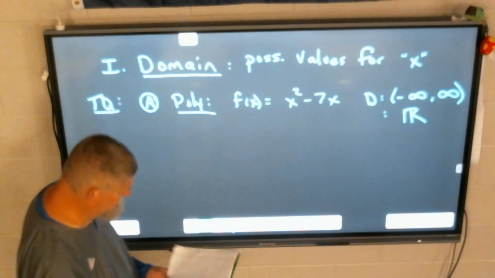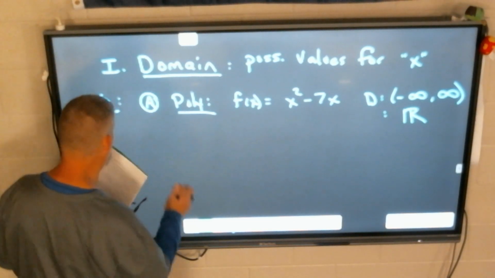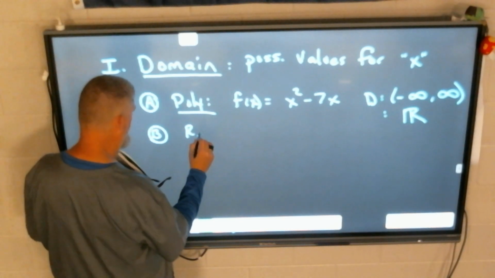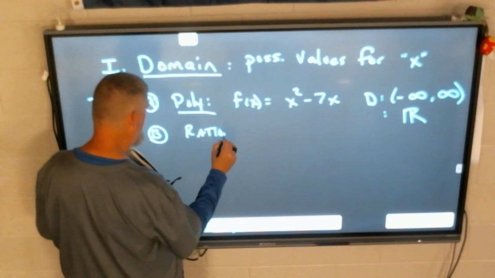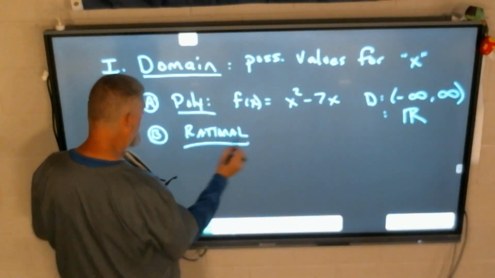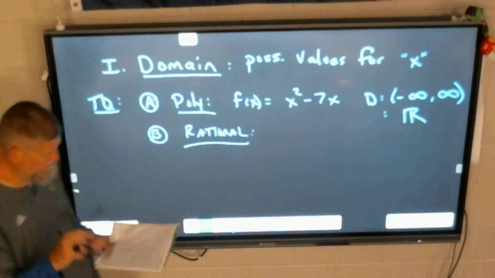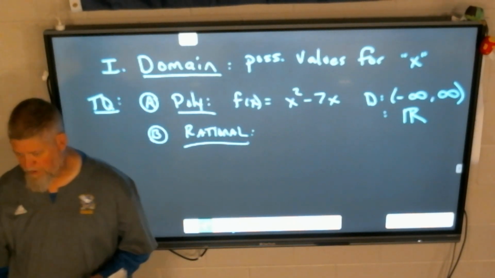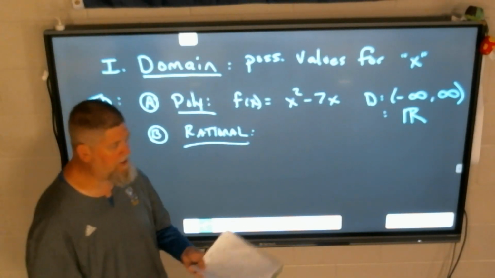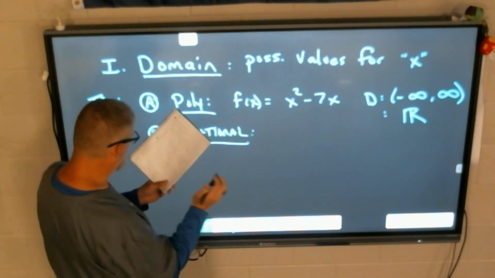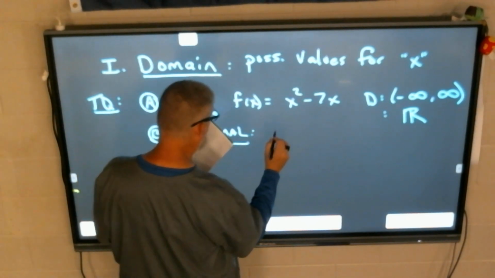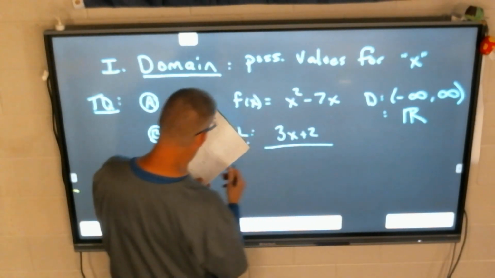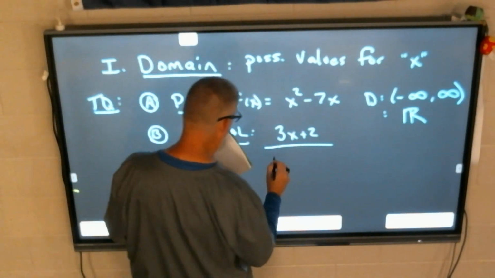Okay? Number 2, letter B. Rational functions. I wish they would teach this in 5th grade when they teach fractions, because a rational is simply a fraction, right? So for a rational function, we have 3x plus 2 divided by x squared minus 2x minus 3.